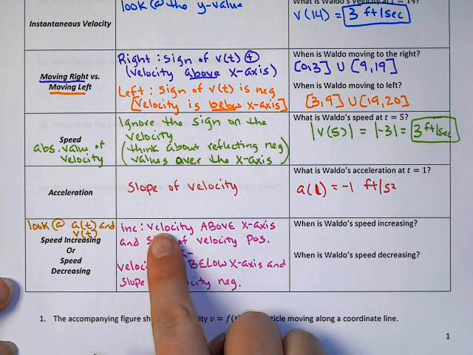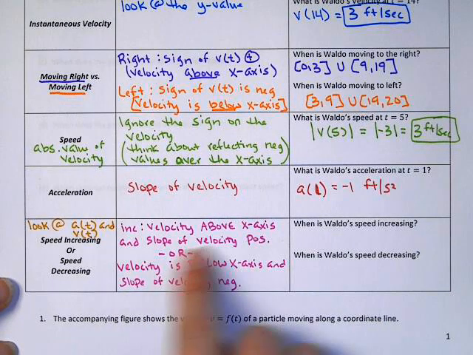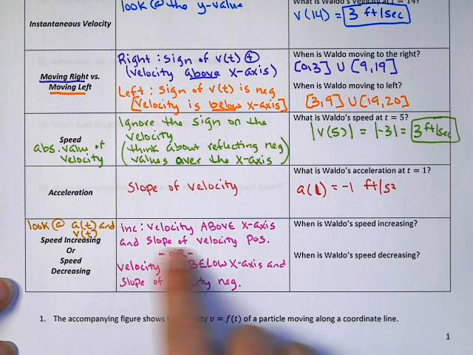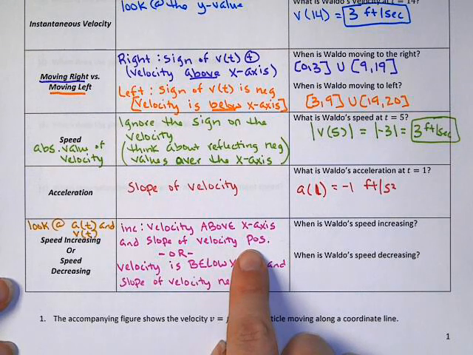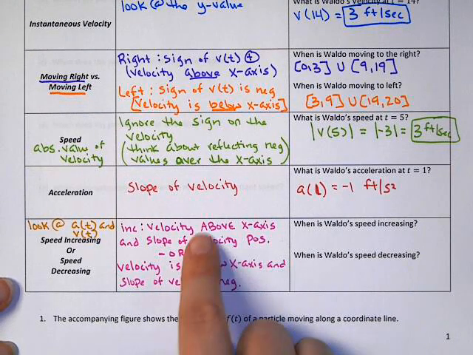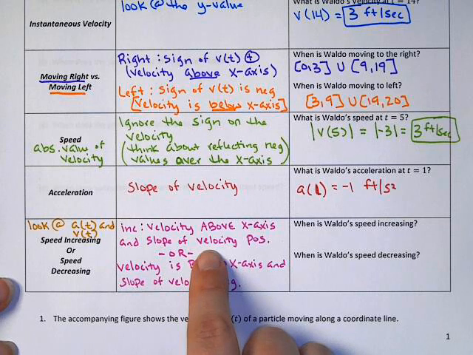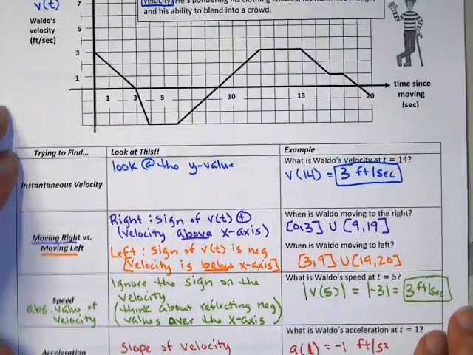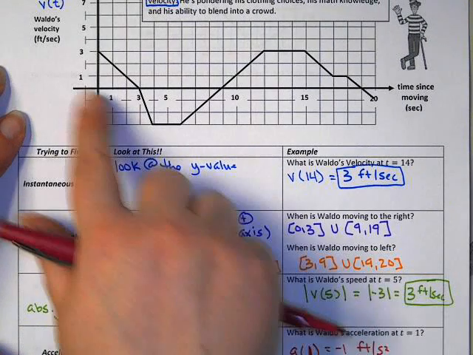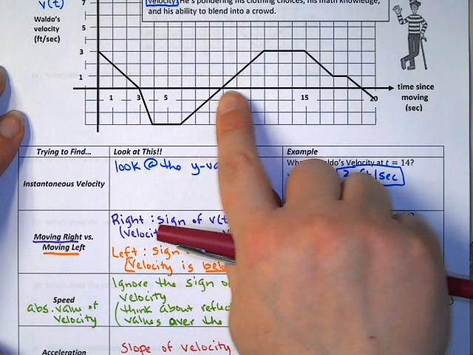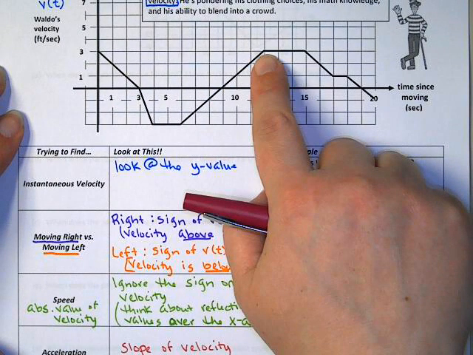So if I want the velocity to be above the x-axis and the slope of the velocity to be positive, I'm really looking for anything above the x-axis where the velocity is increasing. So above the x-axis and increasing. Above the x-axis and increasing would be from 9 up to 12.